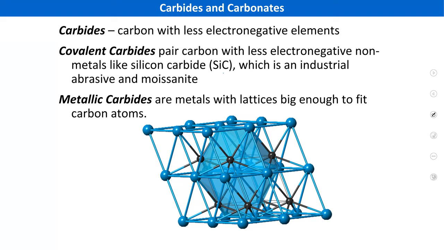The thing is, it doesn't make a true ionic compound with these metal ions, because it's more electronegative than the metal, but it's not as electronegative as something like chloride or oxygen. So what you get with a covalent carbide is really, really strong materials, in some cases as strong as diamond, and they have very specific applications. Like silicon carbide is an industrial abrasive. It's really, really hard, so you can use it to sand things down really well, to etch things.